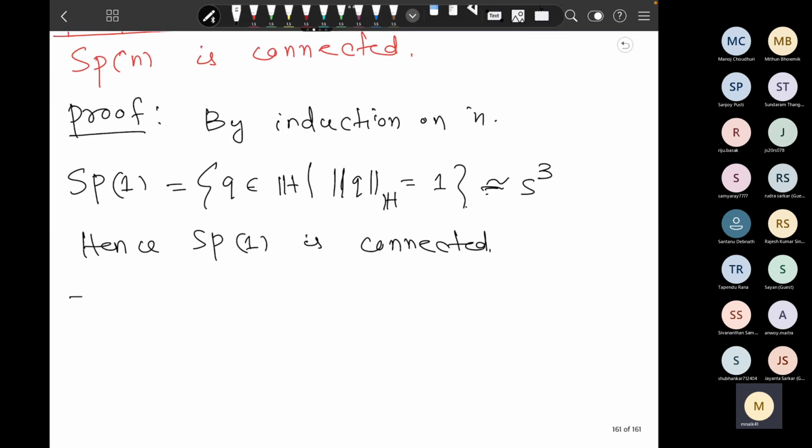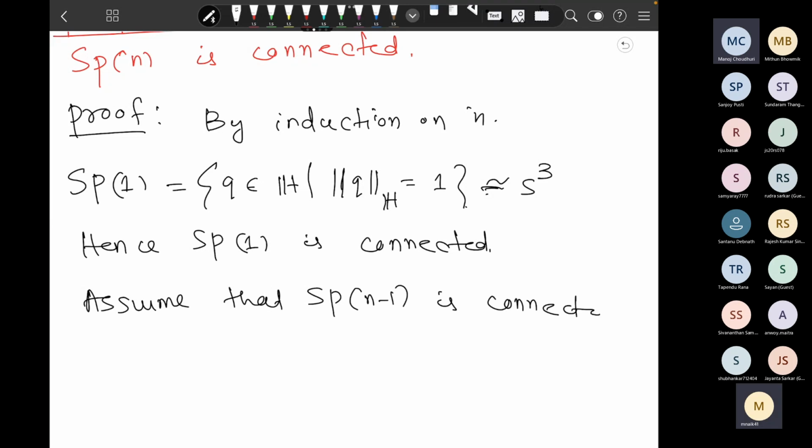Now assume that Sp(n-1) is connected. So you proved that the action is transitive, right? And that action is smooth, also continuous. But does that action not have any fixed point, right? That also means the action is one-one also, right?